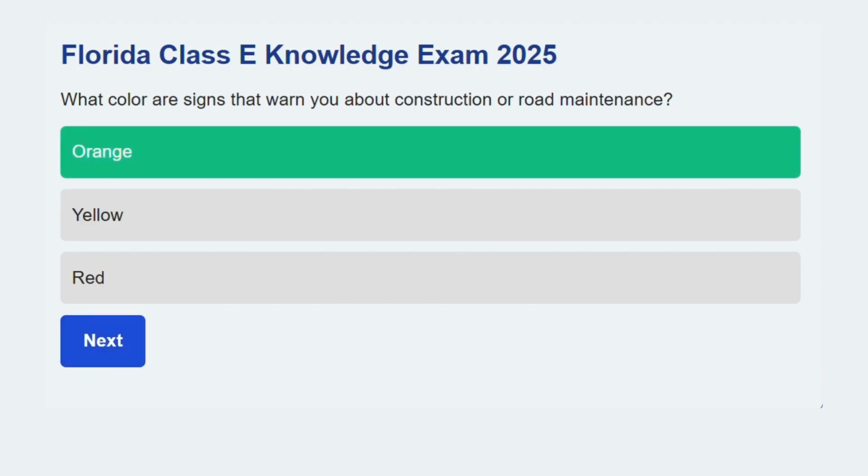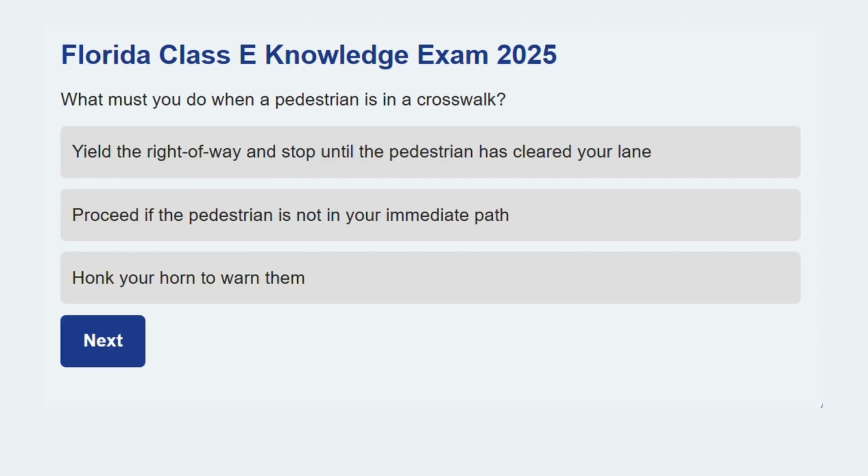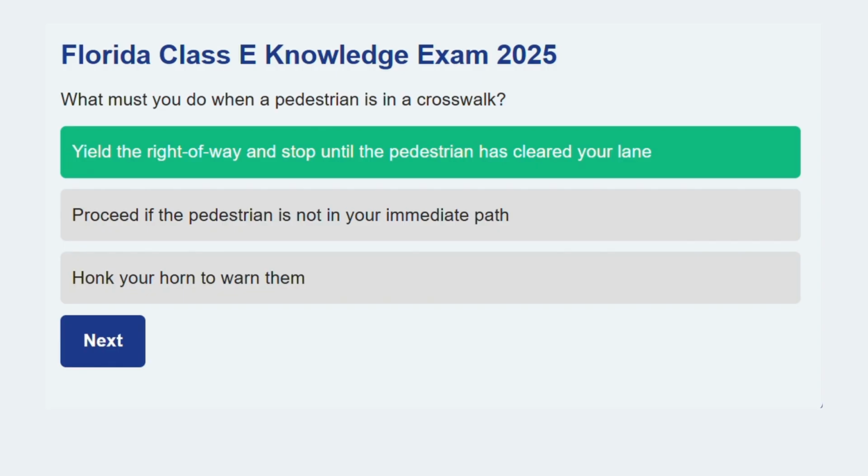Ready for the next one. What must you do when a pedestrian is in a crosswalk? Yield the right of way and stop until the pedestrian has cleared your lane. Drivers must always yield to pedestrians in a crosswalk.